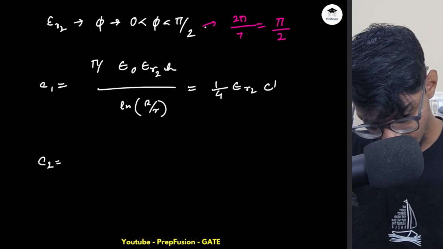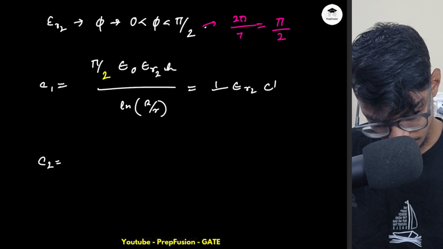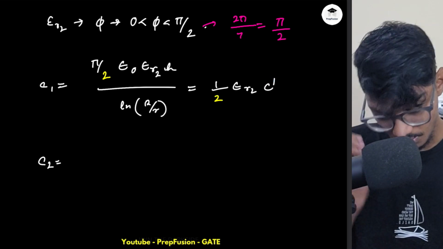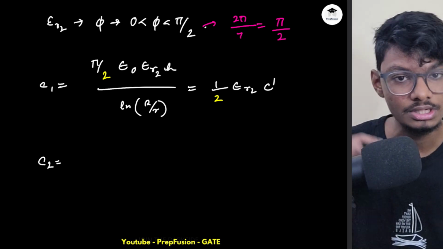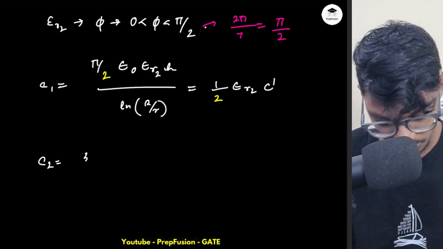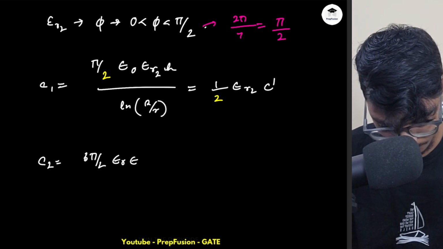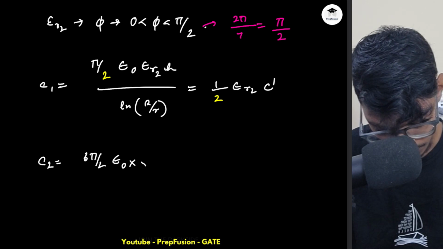So this will be 2 epsilon R2 C dash. Okay. What other portion is remaining? The other portion, 3 pi by 2, is remaining, right? So this will be 3 pi by 2 epsilon naught epsilon R1. How much is epsilon R1? I will write that later on.